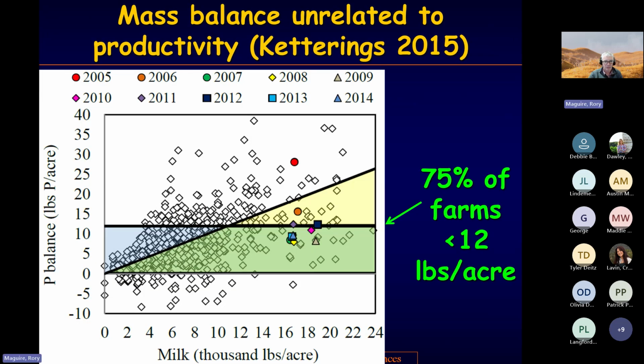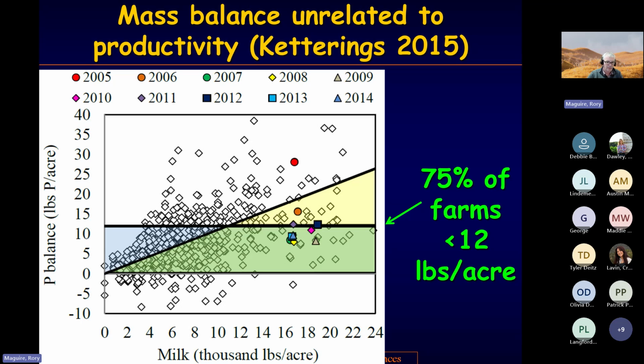So I'm going to take a minute to explain this chart. This is some work out of New York that we replicated here in Virginia. It's trying to show that the phosphorus mass balance is unrelated to milk productivity. On the y-axis, there's phosphorus balance. On the x-axis, there's milk production in thousands of pounds.